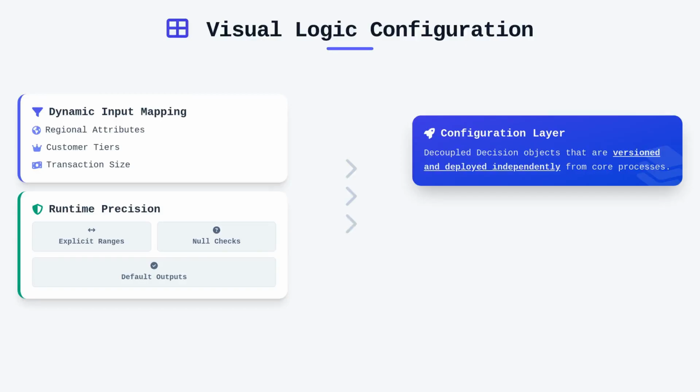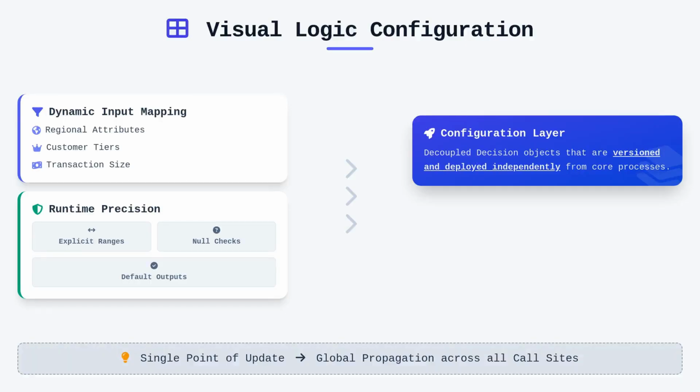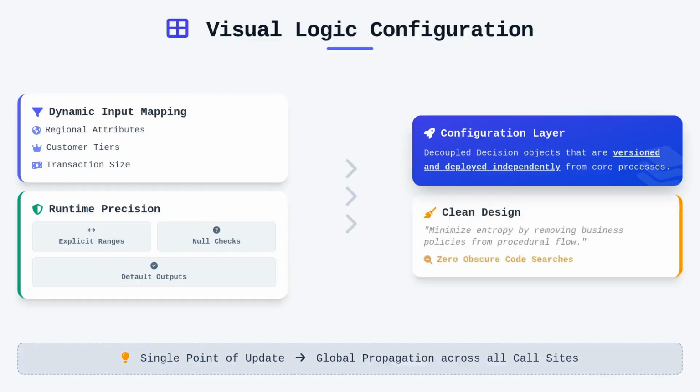If your logic requires significant changes in the future, updating a decision object ensures that those changes propagate across all call sites, eliminating the need to search through hundreds of lines of obscure code. This methodology aligns with the principles of clean design, where we minimize entropy by keeping specific business policies in predictable, easily accessible locations rather than embedding them deep within the procedural flow of the application.